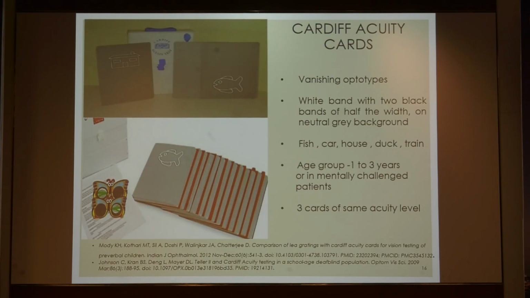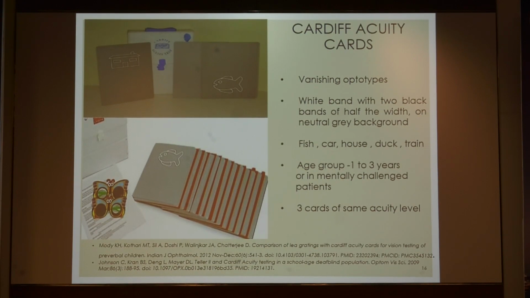Another important test for this age group is Cardiff Acuity cards. They are of vanishing optotypes. Basically, they have a white band with 2 black bands, which are half of the width of the white band on either side. The pictures are either on the top or the bottom of the chart. This is mainly to detect the movement of the eye in babies with congenital nystagmus. So it is easier to see whether the baby or the toddler is looking on top or below. Age group for examination is 1 to 3 years.